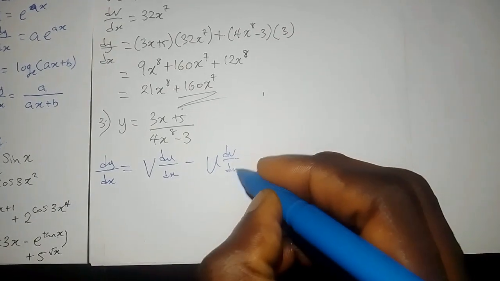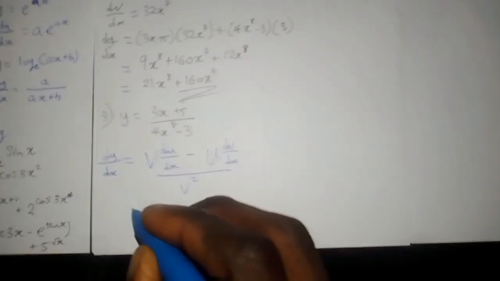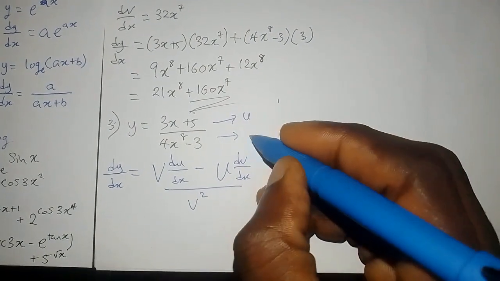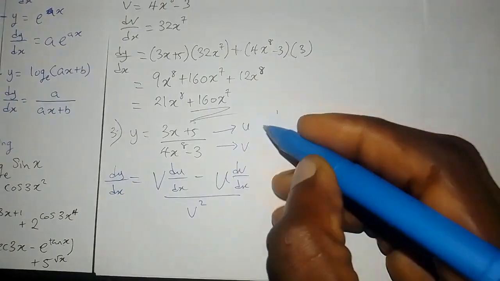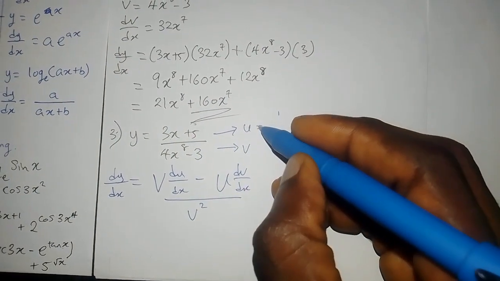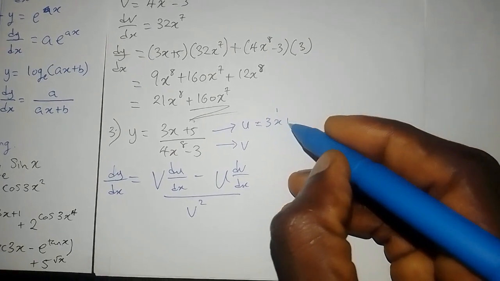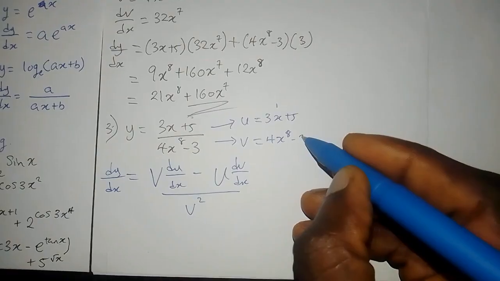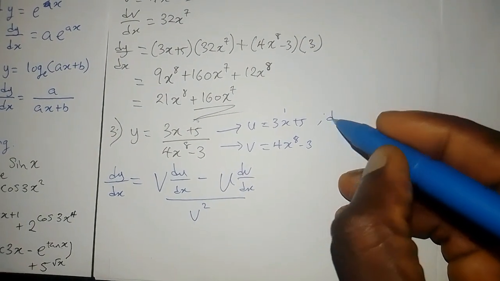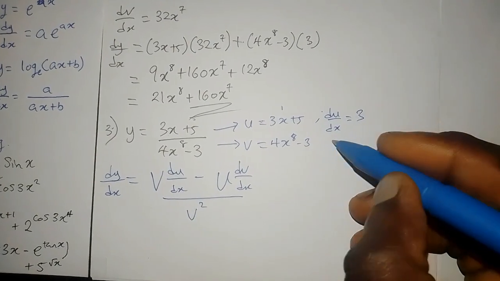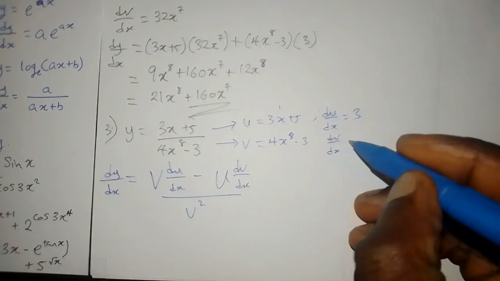And then from here, what was my v? I always tell you, take your numerator as your u and take your denominator as your v. So that means my u in this place is equals to 3x plus 5, then v is 4x raised to power 8 minus 3. So from here my du/dx is equals to 3, then my dv/dx is equals to 32x raised to power 7.